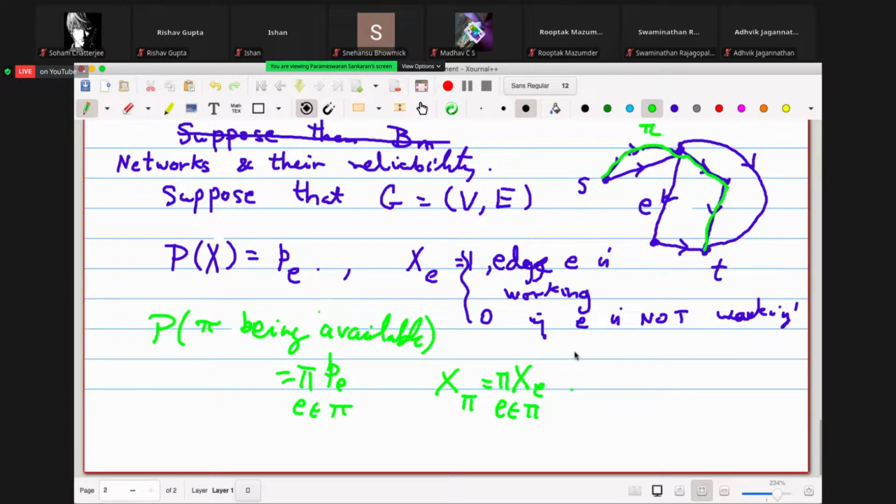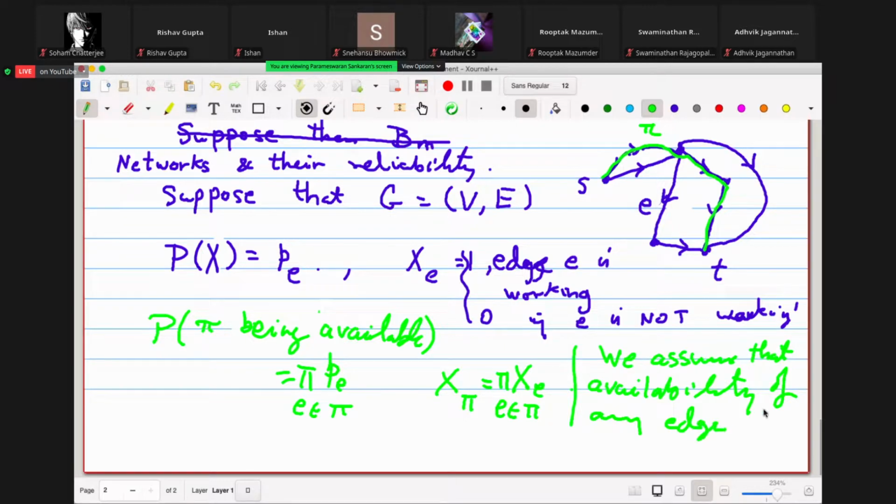So we assume that the availability of any edge is independent of the availability or working nature of any other edge.